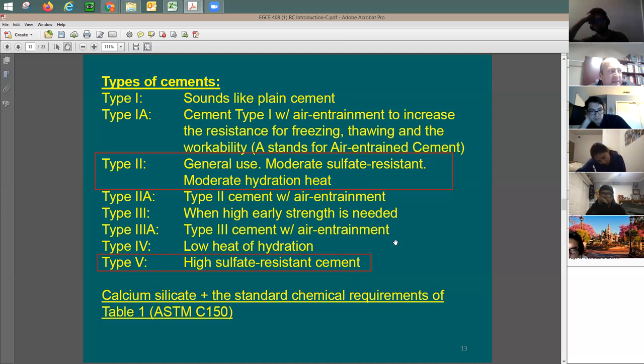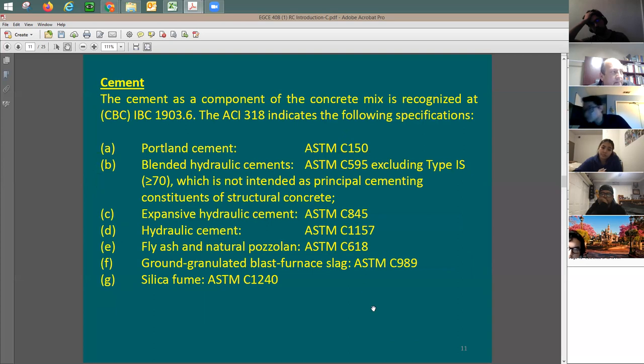The problem here is the sulfate. If it penetrates the concrete, it's going to deteriorate the concrete and then cause rusting of the rebars. You don't want this to happen, so you're going to use your high sulfate resistant cement. The cement that you are going to be using is all under Portland cement, and this Portland cement follows the requirements of the specification ASTM C150.